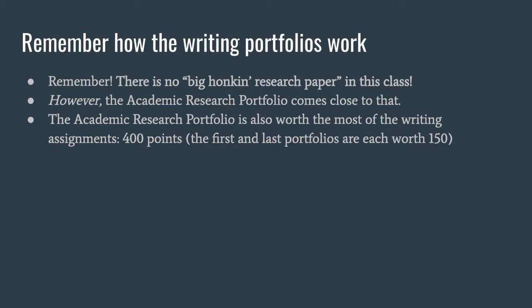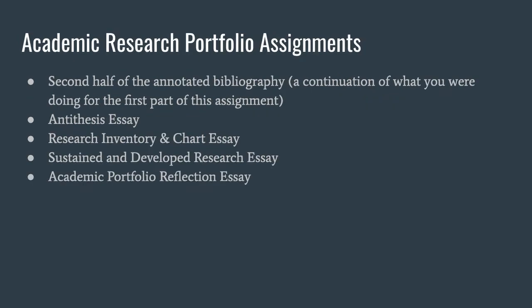This is also the portfolio that's worth the most. The first two portfolios are each worth 150 points, and this middle portfolio is worth 400 points. Now, it consists of these parts. It's the second half of the annotated bibliography, which is really just a continuation of what you started with.